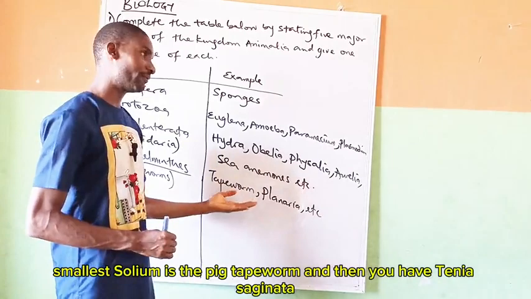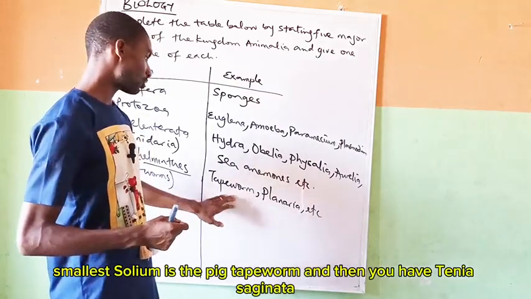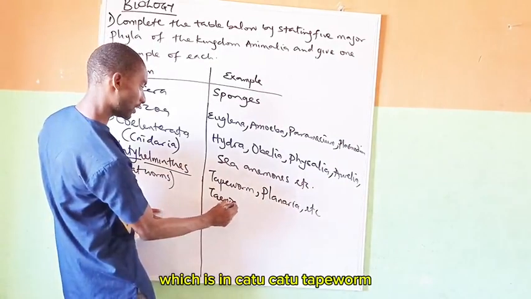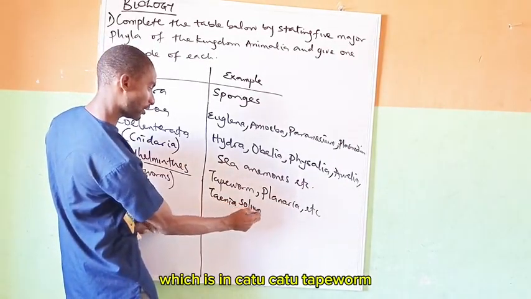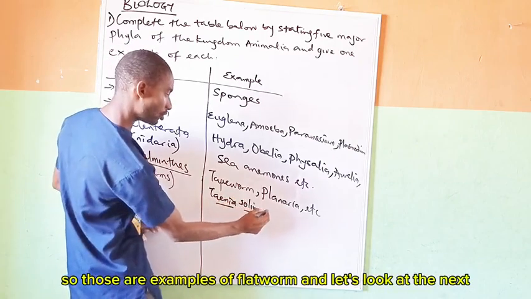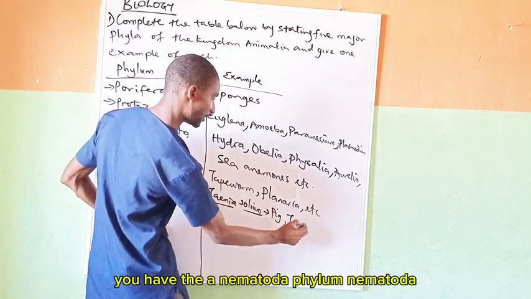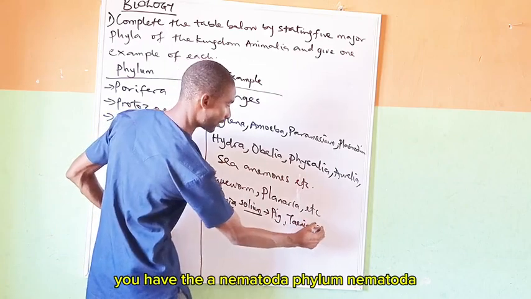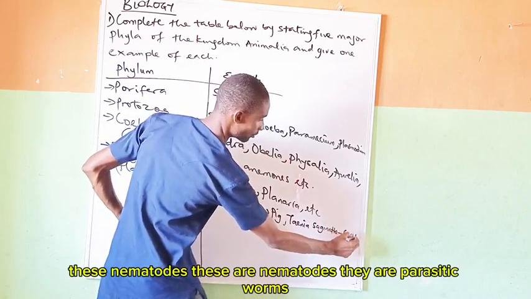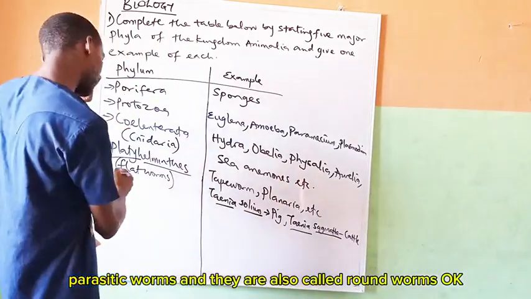Take note, under tapeworm, there are two major tapeworms that affect human hosts, which are very popular: the Taenia. Taenia solium is the pig tapeworm, and Taenia saginata is the cattle tapeworm. So those are examples of flatworms.